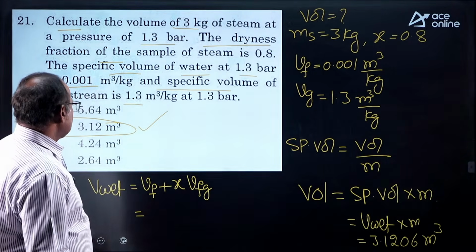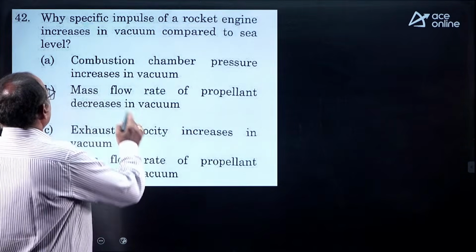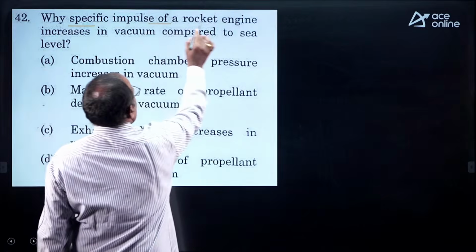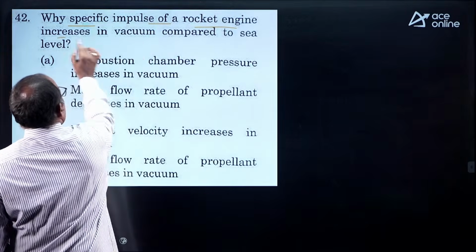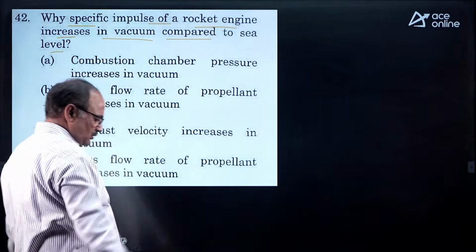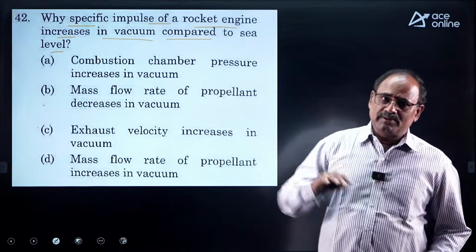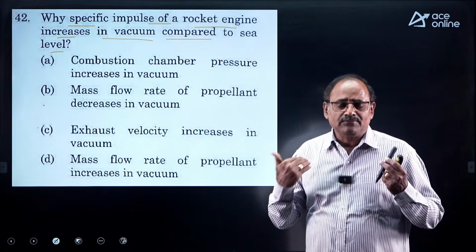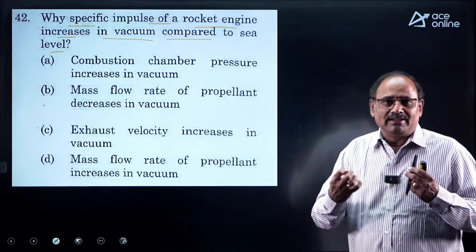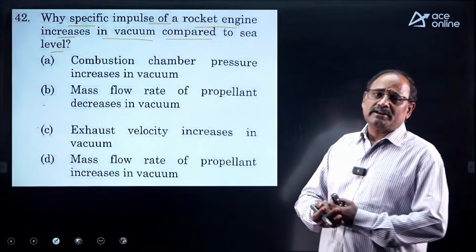Okay. Similarly, look at another question. It is asking like this: why does the specific impulse of a rocket engine increase in vacuum compared to sea level? You know, when the rocket is propelling in the vacuum region, there is no resisting force for the jet leaving the nozzle exit. Therefore, the jet velocity is going to increase.